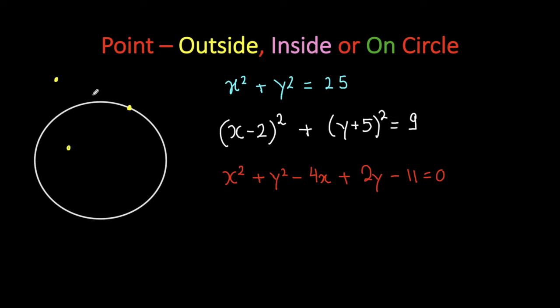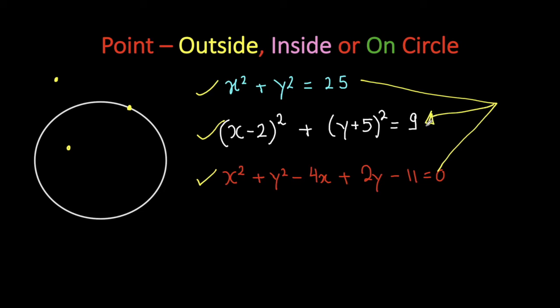So the circle equation can be given in these forms, whichever you like. This one is the general, this one is the standard one, and this is also the second general equation of the circle. And always remember, these two equations are always derived from this type of equation.